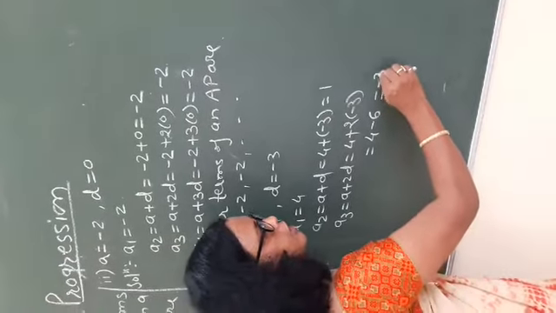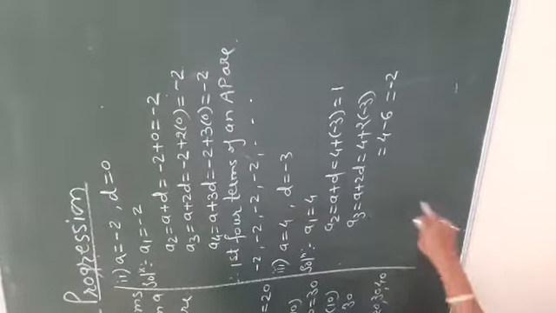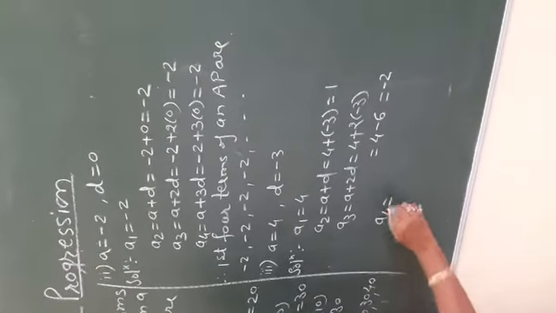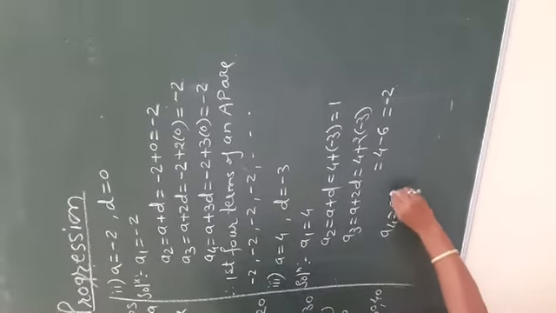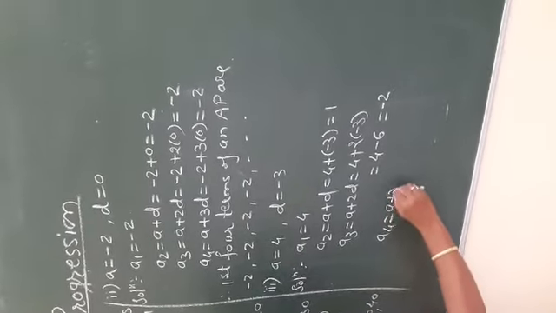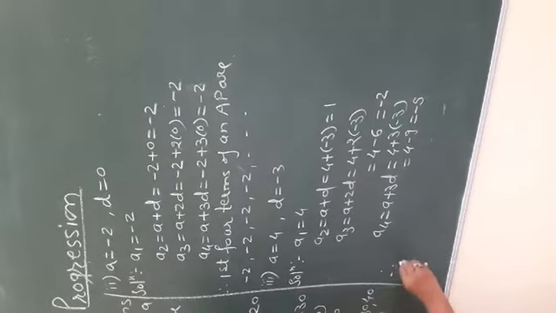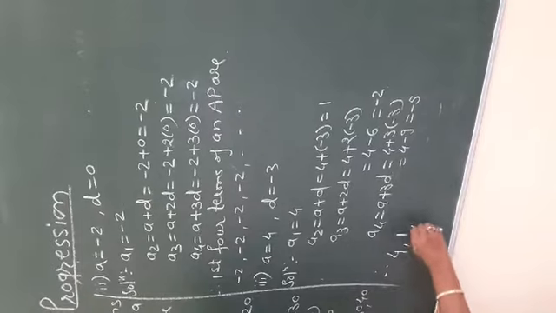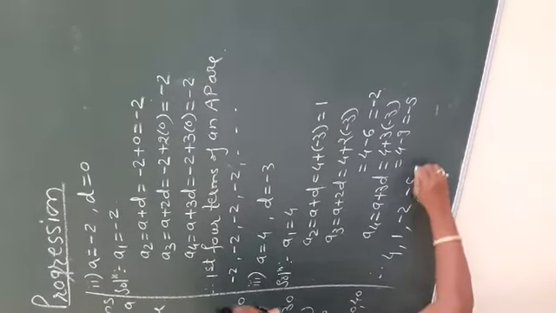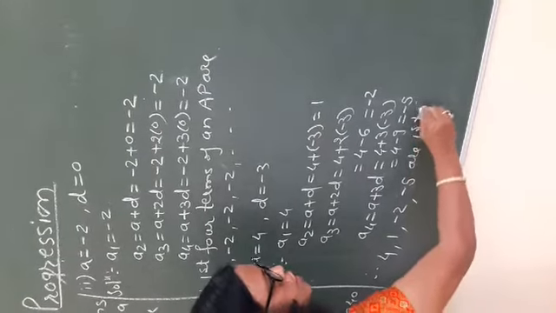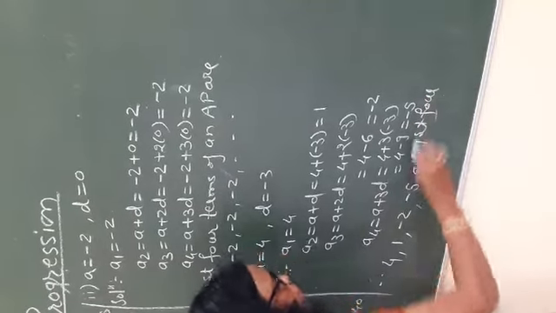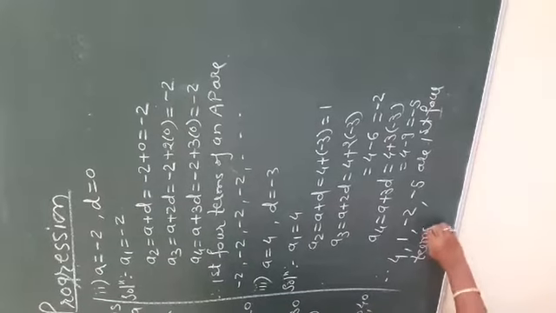So what we will get here? 4 minus 6 is -2. A4 is equal to A plus 3D, which is 4 plus 3 into -3. 3 3s are 9, 4 minus 9, and we will get -5. So therefore the first four terms are 4, 1, -2, -5 of an AP.